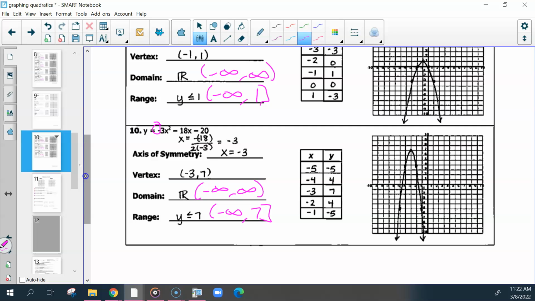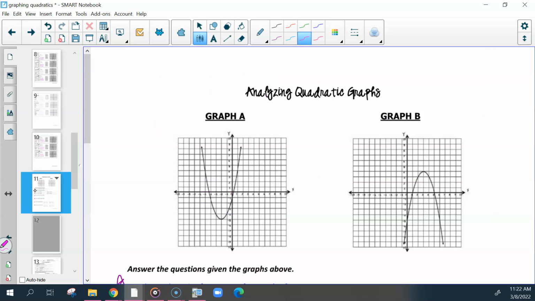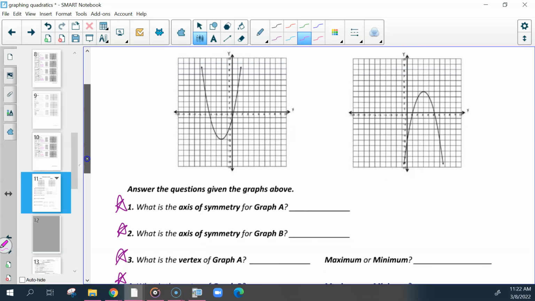Go to the next page. This one in your notes. So now we are given two graphs, and we're going to answer these questions based on these two graphs.